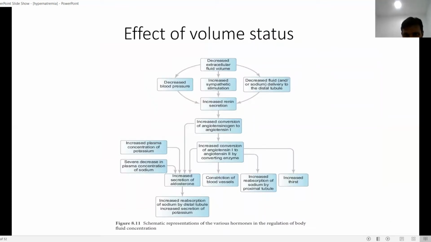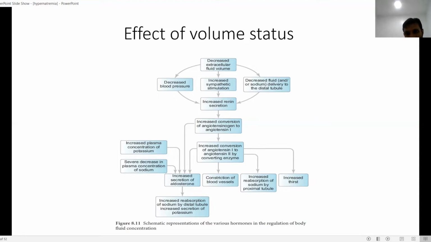And the effect of volume status is a composite mechanism. When there is decrease in the extracellular fluid volume, it causes three things. One is decreased blood pressure, one is increased sympathetic stimulation, one is decreased fluid or sodium delivery to the distal tubules. All these three will lead to increased renin secretion. That will cause increased angiotensin 2 secretion.